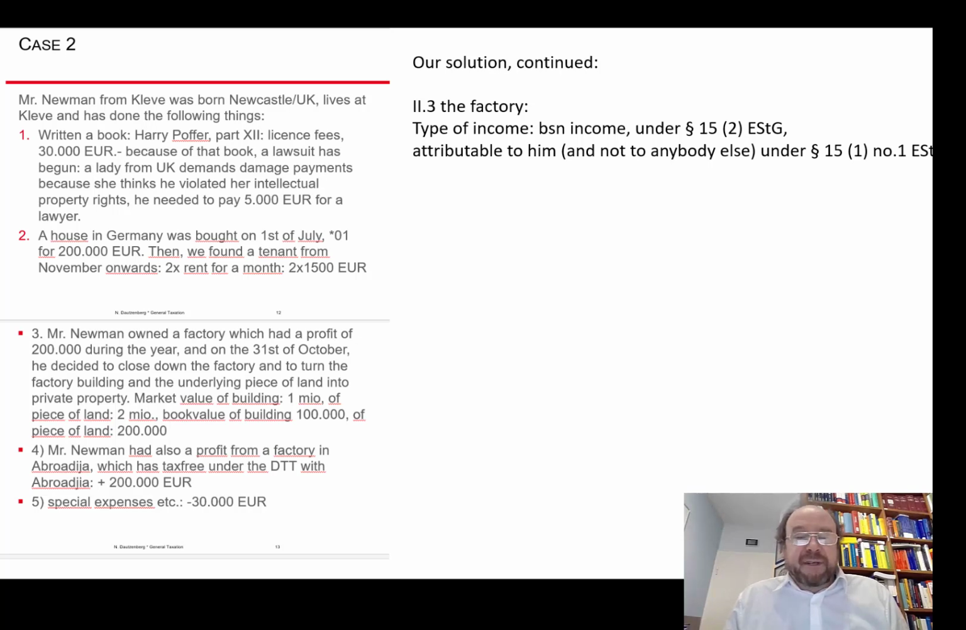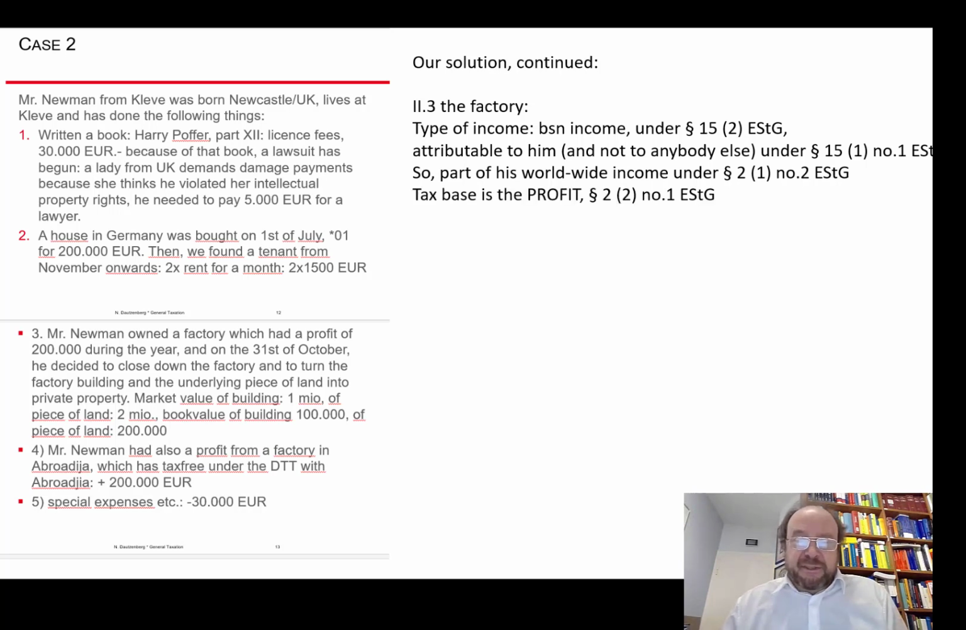Well, just a nice reference for the self-evident and for the common sense solution. Now you can again get half of a point or a quarter of a point for the usual statement that if something is a part of the 7 types of income, that is automatically a part of the worldwide income of that person under 2.1 number 2. It's now in the list: business income. The tax base is for business income the profit. That is something you can look up in 2.2.